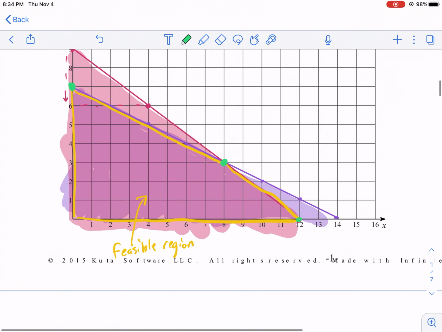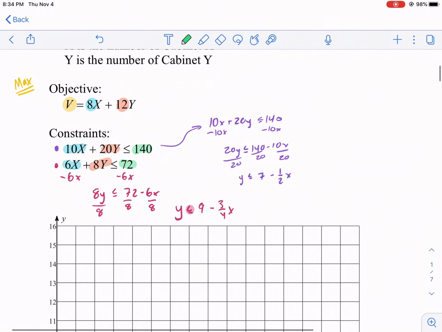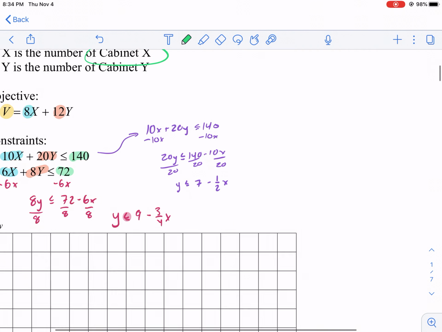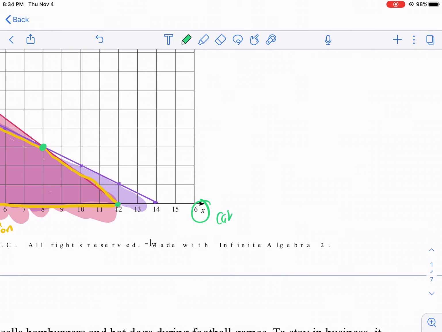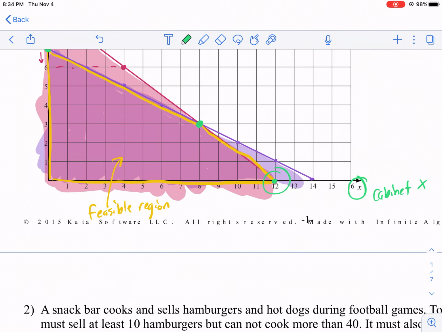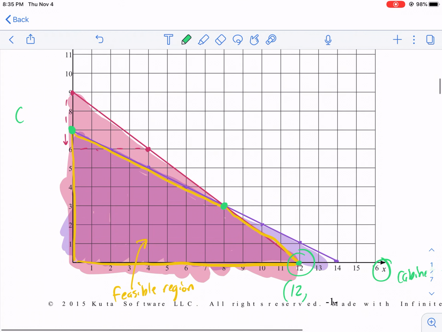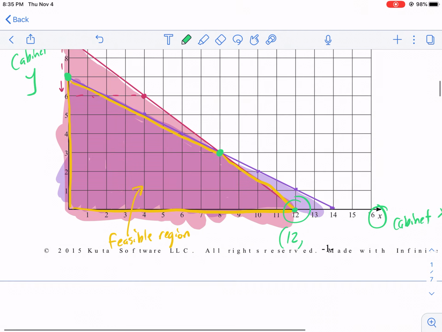Well, I should probably rewind a little bit. What does this x-axis represent? That represents the number of cabinet X. So these are our cabinet X. So each one of these, right here, for example, that value of 12, that means 12 cabinets of cabinet X. And likewise, this is cabinet Y. So each one of these is another cabinet.